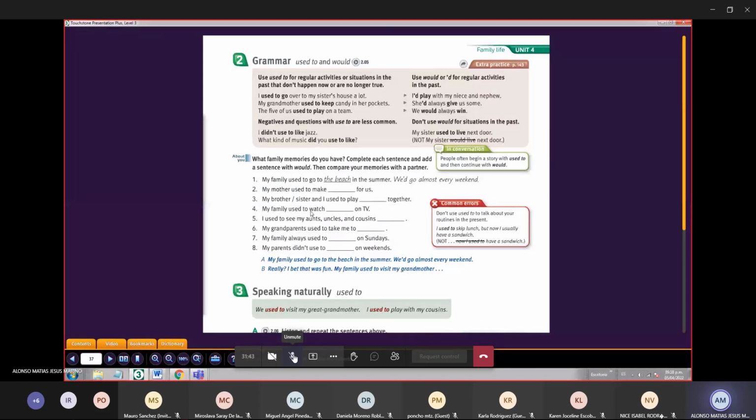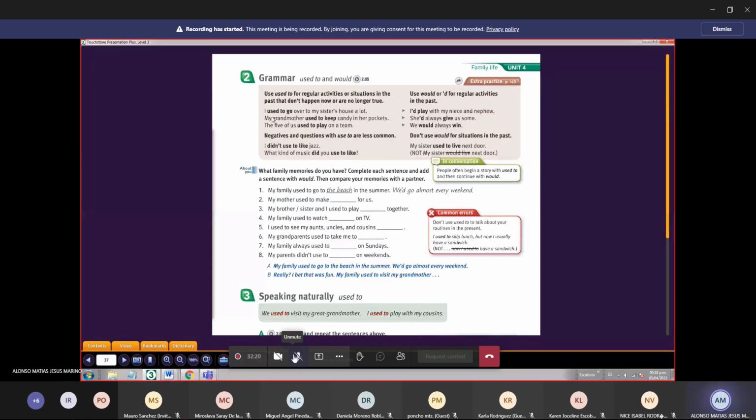Okay, number 2, grammar. Used to and would. Use used to for regular activities or situations in the past that don't happen now or are no longer true. Okay, I'm going to repeat. Use used to for regular activities or situations in the past that don't happen now or are no longer true.